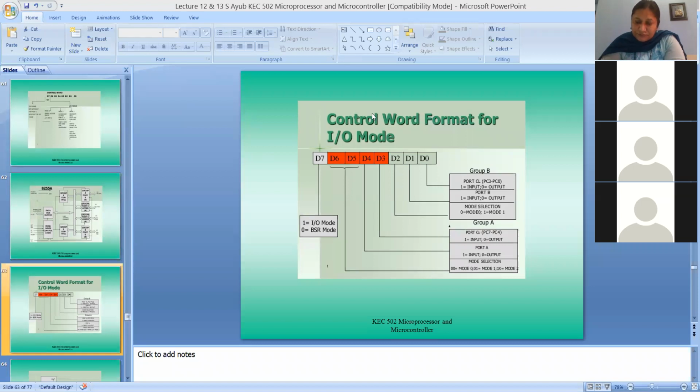Ma'am, BSR mode is not clear. BSR mode, when we see it in detail, you will understand it. BSR mode means bit set reset mode.